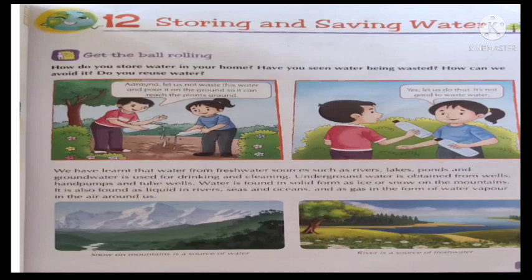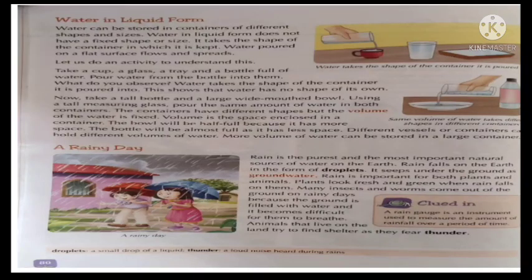Water is found in solid form as ice or snow on mountains. We find it in liquid form in rivers, and in gaseous form as water vapor, which is present in the air. Water in the liquid form can be stored in containers of different shapes and sizes. Liquid water does not have a fixed shape or size, but takes the shape of the container in which it is kept.